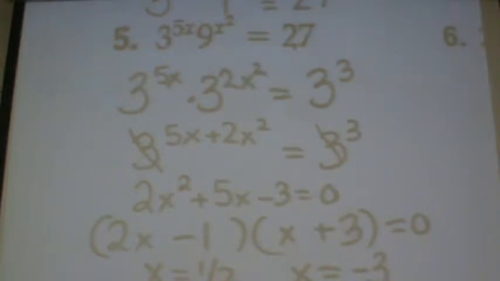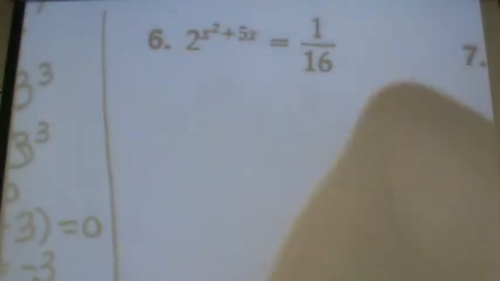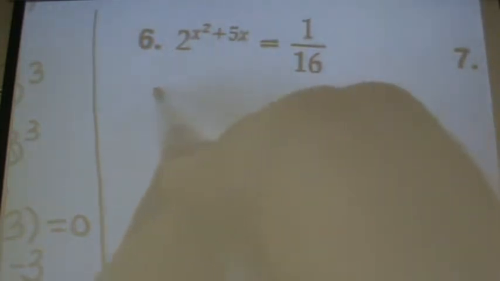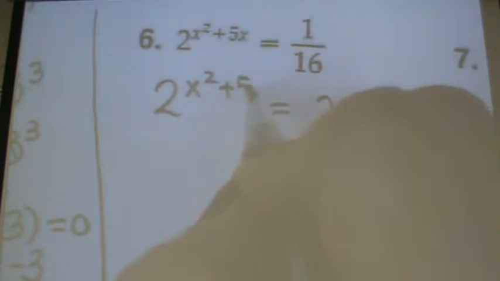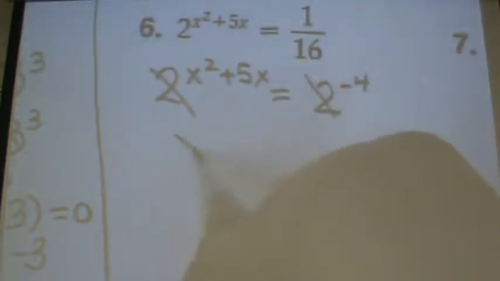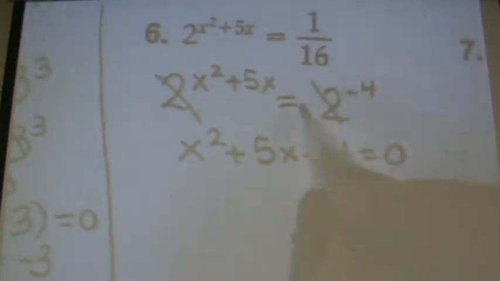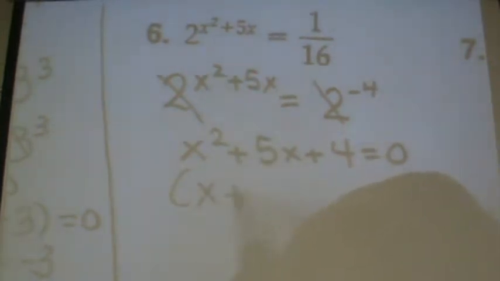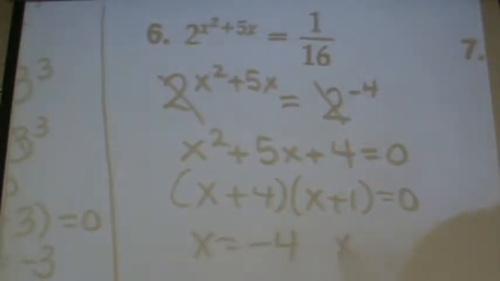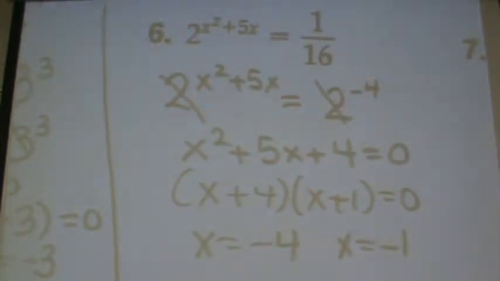Number 6, what's going to be your exponent? Or what's your base, I'm sorry? 2. Yep, 2. How are you going to get this side in base 2 though? 2 to the negative 4. This is going to be 2 to the negative 4. That's the same as 1 over 16. Okay, those cancel. Notice how I brought 4 over, made it positive 4. What's your answer? x equals negative 4, negative 1. Yep. How about 7?